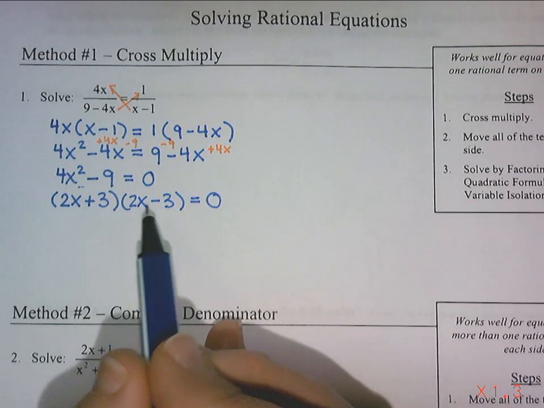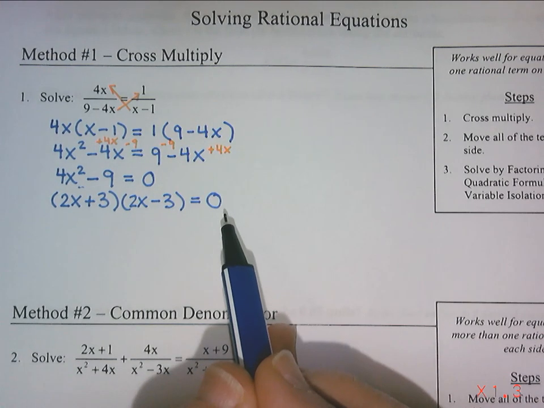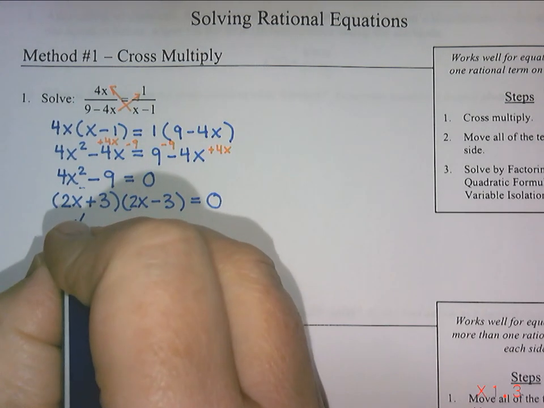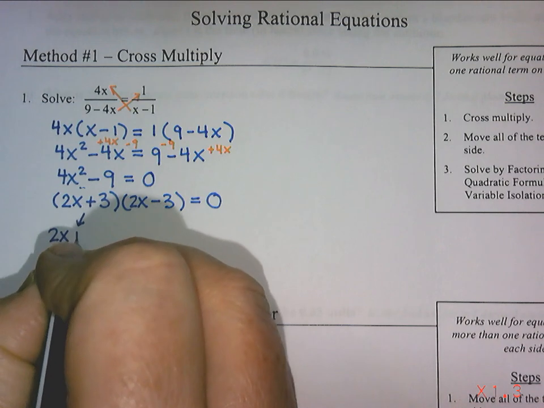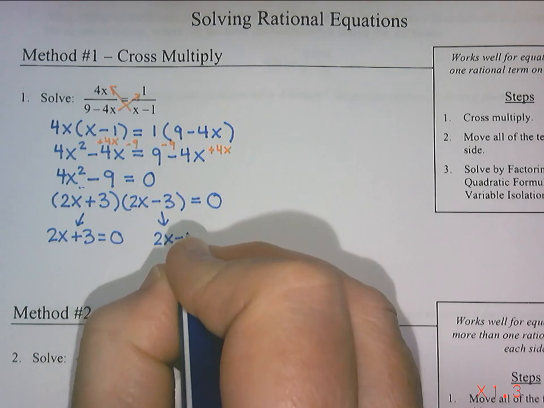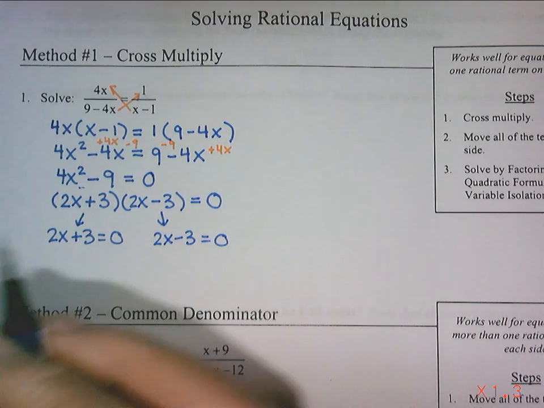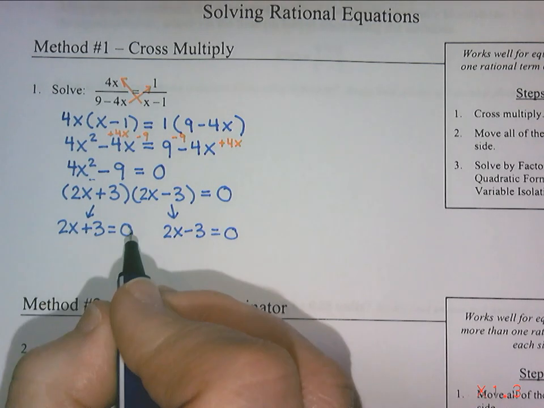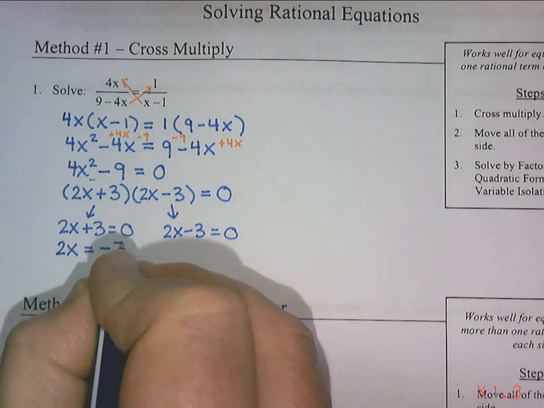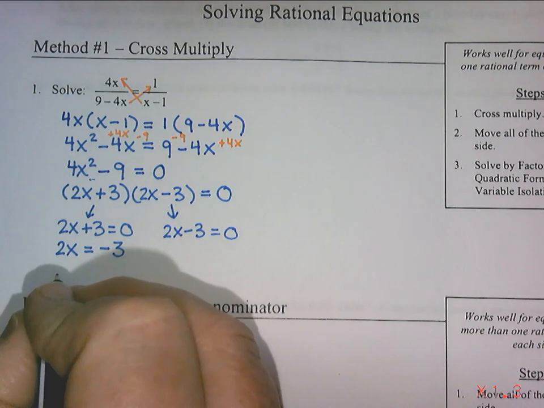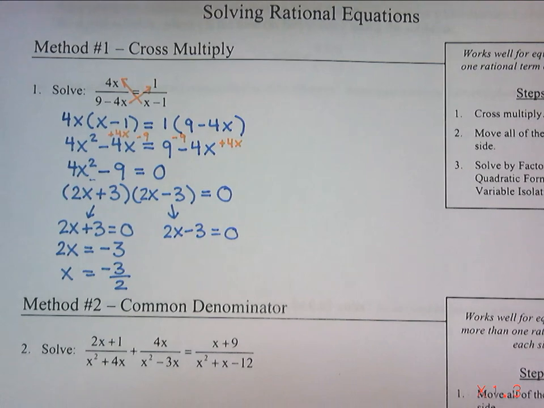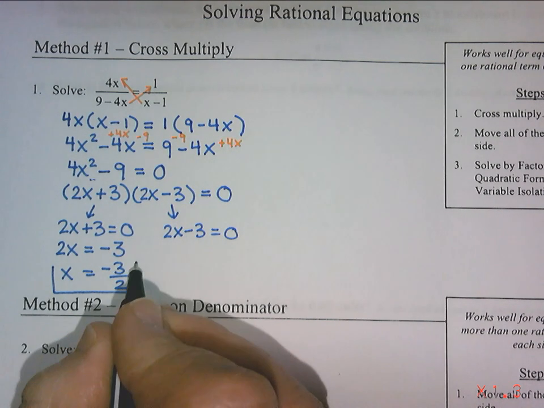If I am multiplying two things together and getting an answer of 0, that means that one of these two brackets has to be 0. So I'm going to look at what value of x would make 2x plus 3 equal 0, and what value of x makes 2x minus 3 equal 0. I am going to subtract 3 from both sides in the first one. So I get 2x equals 0 take away 3, which is negative 3. Then divide both sides by 2 to get negative 3 over 2. That is also negative 1.5, but I prefer it as a fraction.